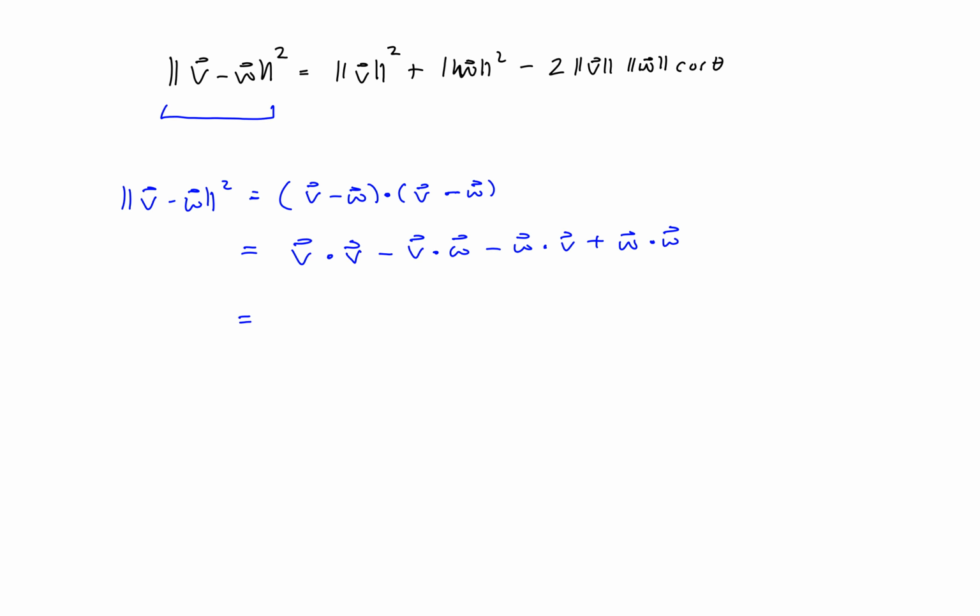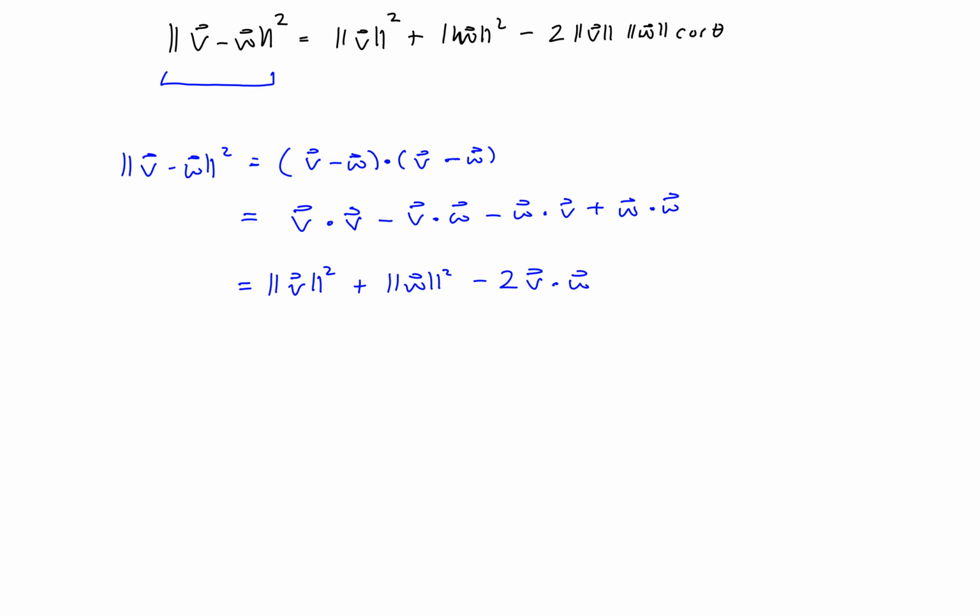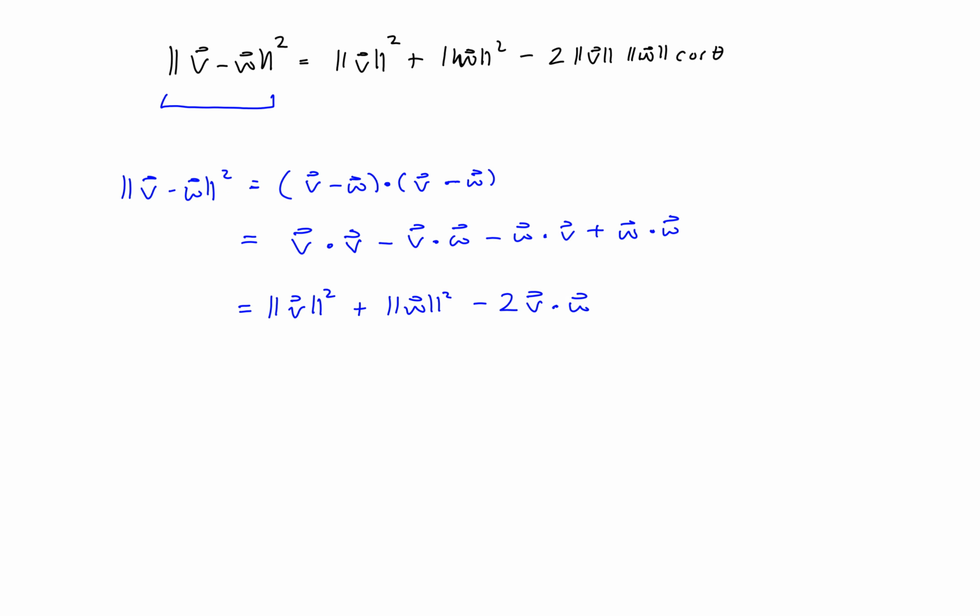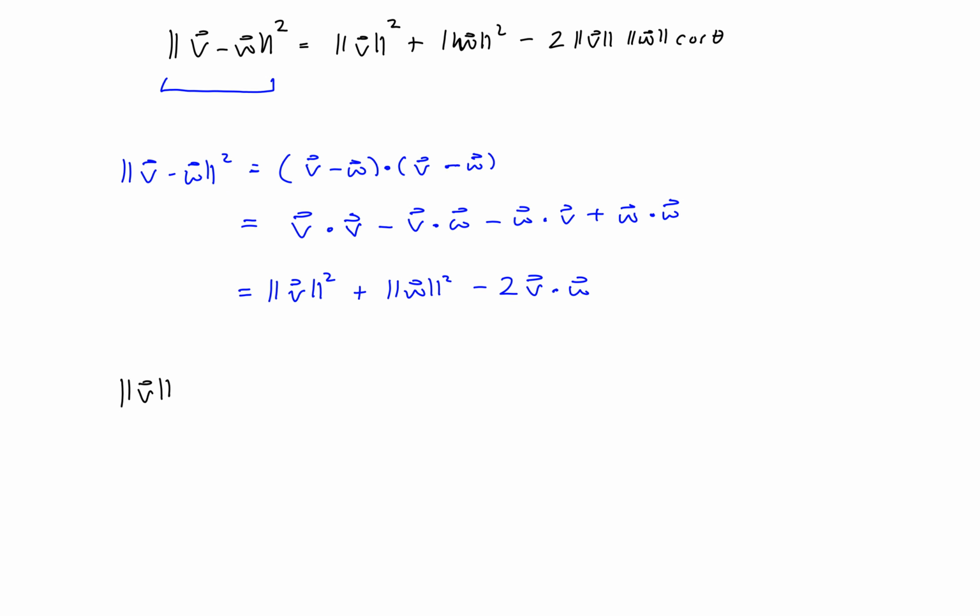And now we can rewrite these. V dot v we know is magnitude of v squared. The w dot w is magnitude of w squared. And then remember, the order of the dot products doesn't matter, so I can rewrite this as 2v dot w. So now let's plug that into the equation above. So we replace the left-hand side with what we found. So I have magnitude of v squared plus magnitude of w squared minus 2v dot w. So that's the left-hand side, so that's what we're replacing into here.